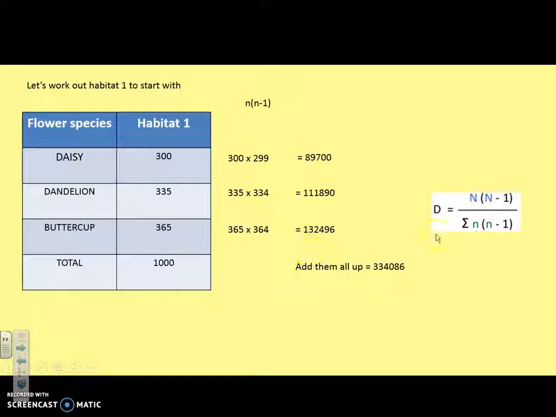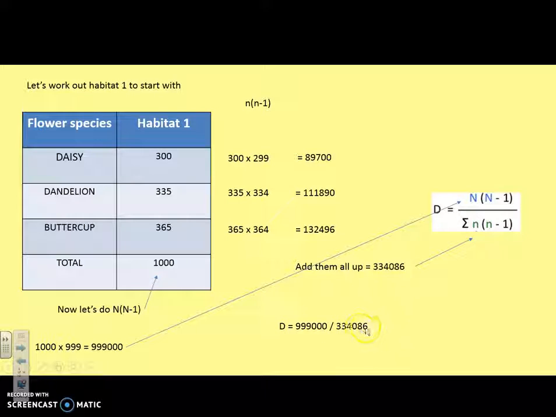We've got to add them all up. That's our sigma bit. So now what I've got is sigma little n times n-1. I've calculated that over there. We've now got to do big N times N-1, which is going to be looking at our 1,000. So we're going to do 1,000 times 999, which gives us 999,000. That is effectively the number that's going to go on the top of our fraction. So when you plug those numbers into the calculator, you will get a value of D, which is 2.99.